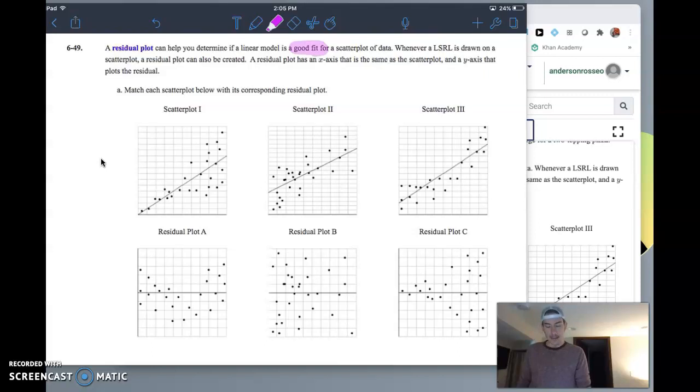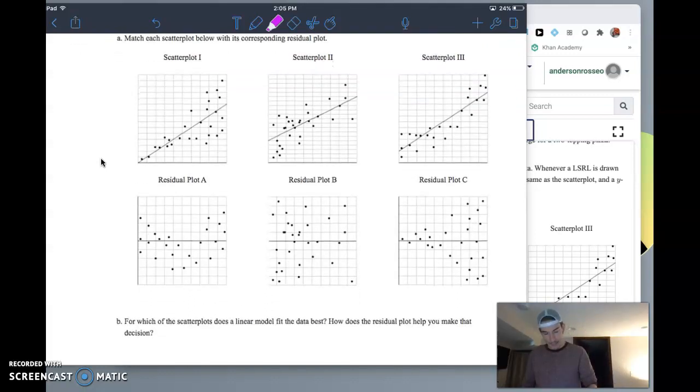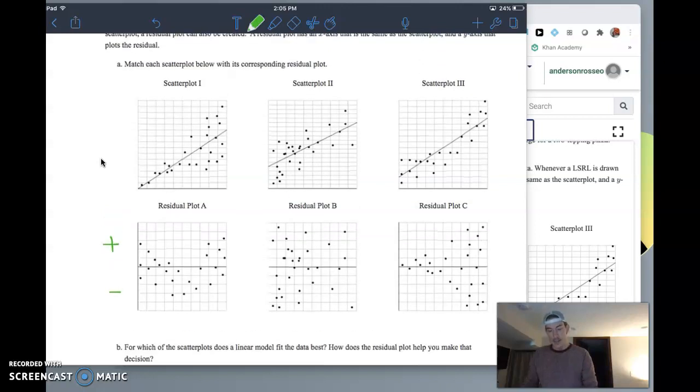A residual plot has an x-axis, the same as the scatter plot, and a y-axis that plots the residuals. Now, residuals, as we've discussed already, can be positive or negative, which is why we see positive space and negative space on all of our residual plots. Let's talk about A first, and then we're going to talk about what a good residual plot looks like. So this is number 49.